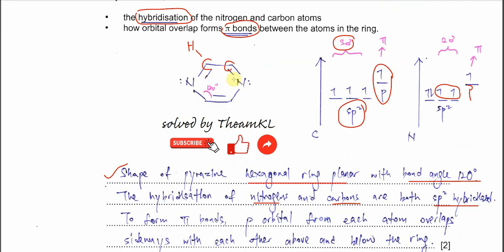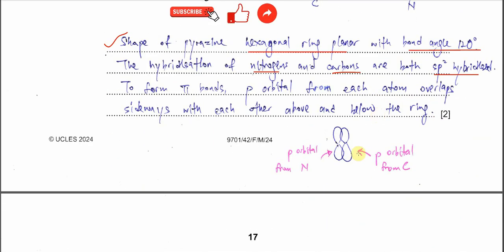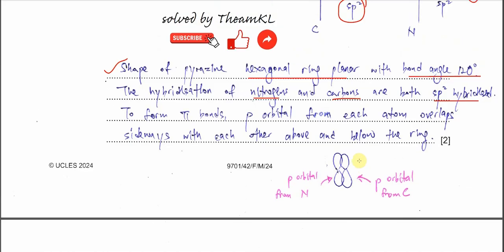So how do these pi bonds form? As you can see here, the carbon and nitrogen atoms each have a p orbital, and these p orbitals overlap sideways, something like this. This one is a p orbital from the N, and one p orbital from the C. They undergo this sideways overlap, and it forms the pi bond. So this is the last point.